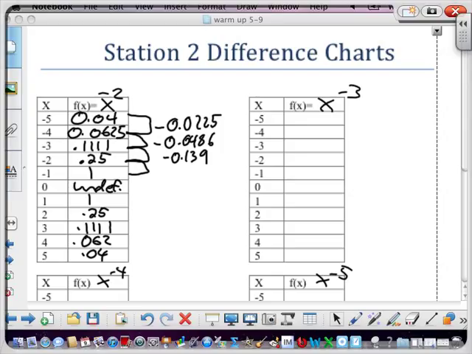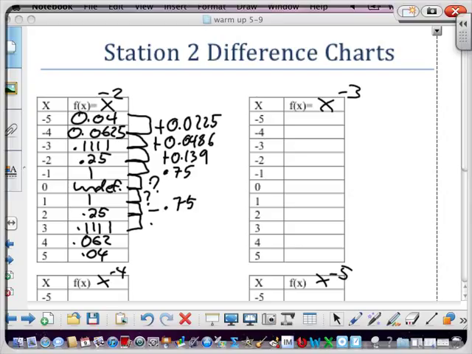0.25 minus 1. Oh, excuse me, 1 minus 0.25 gives us 0.75. I'm sorry, these are all positive. I did that wrong. They're all positive. 1 to undefined, we can't do. Undefined to 1, we can't do. 1 to 0.25 is negative 0.75.